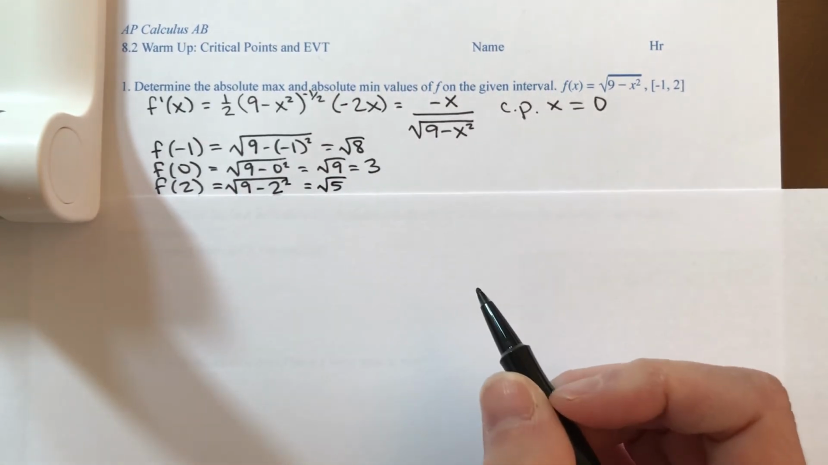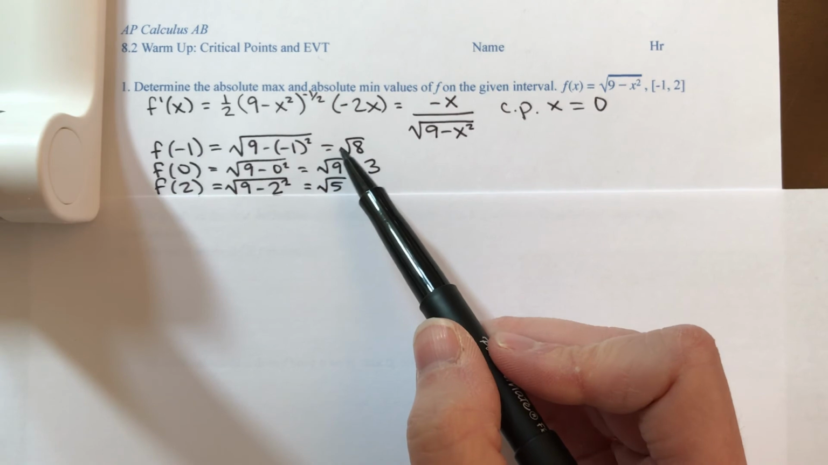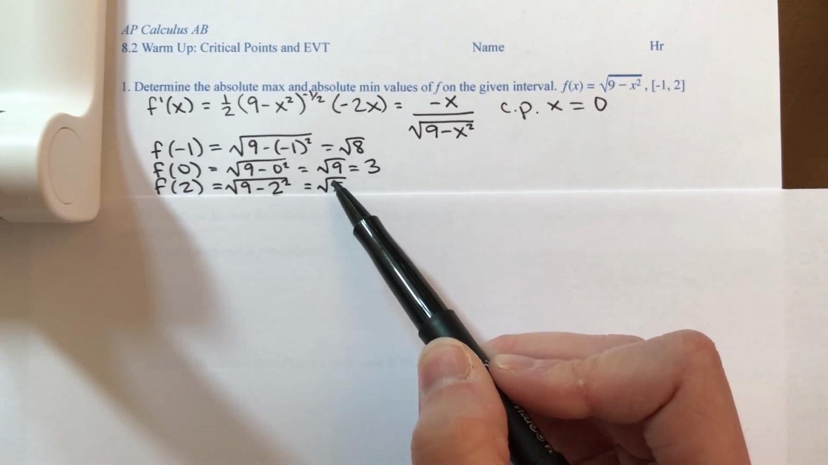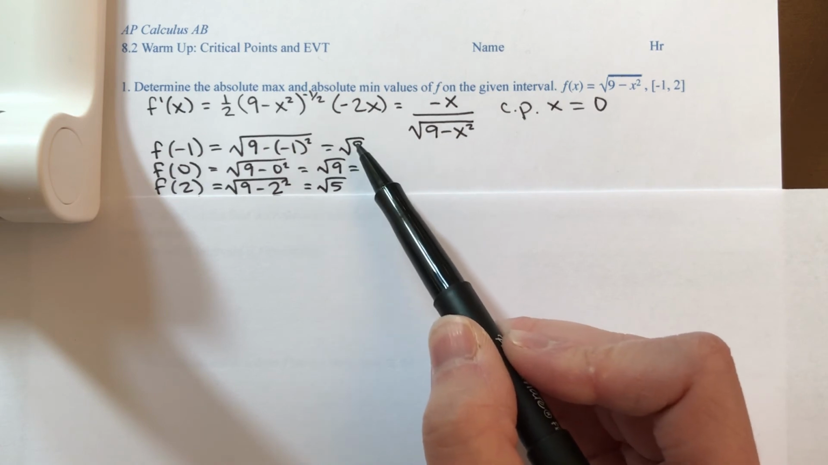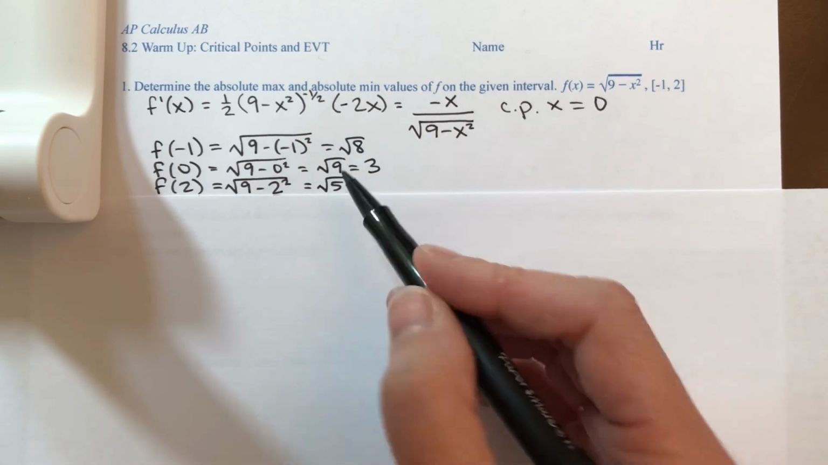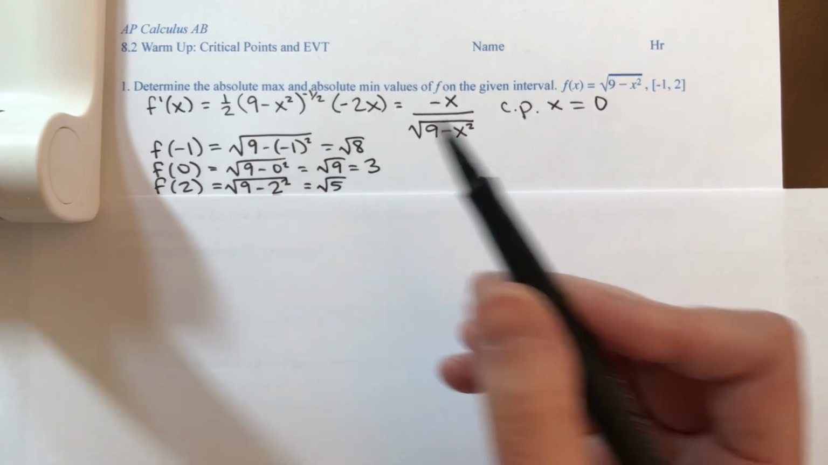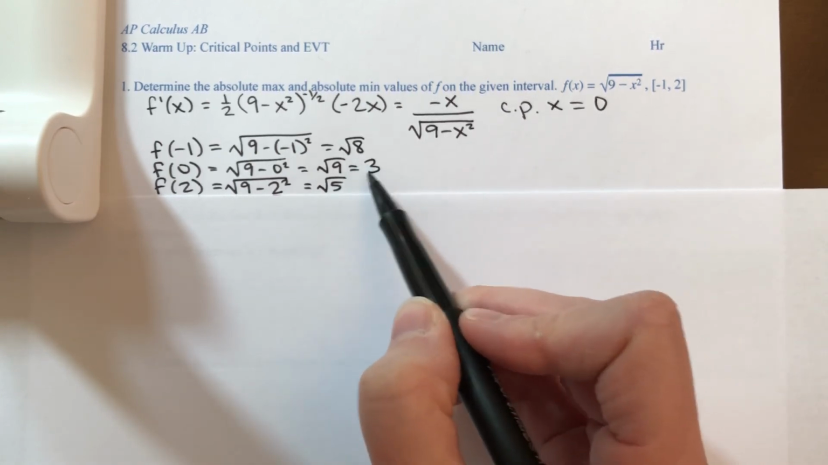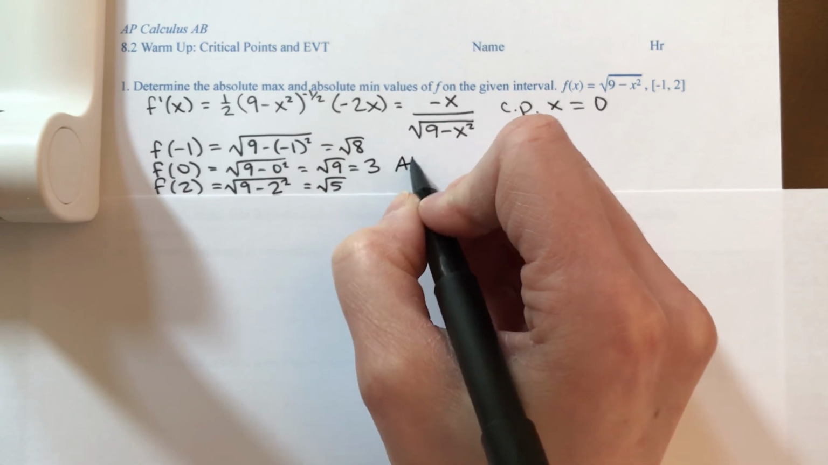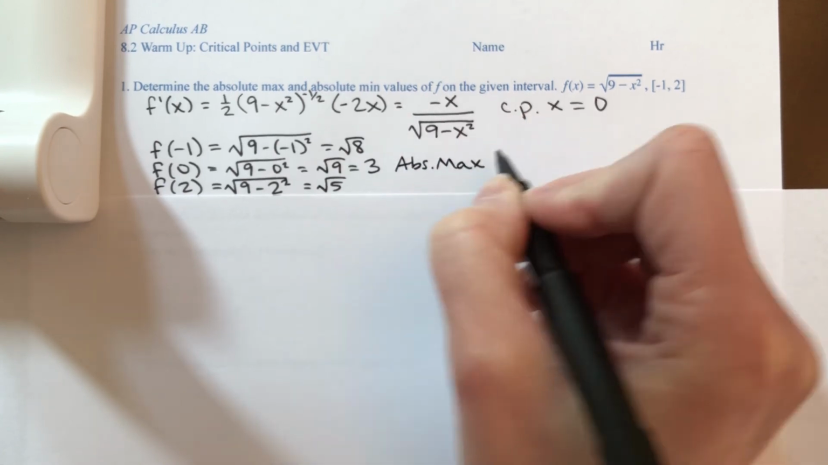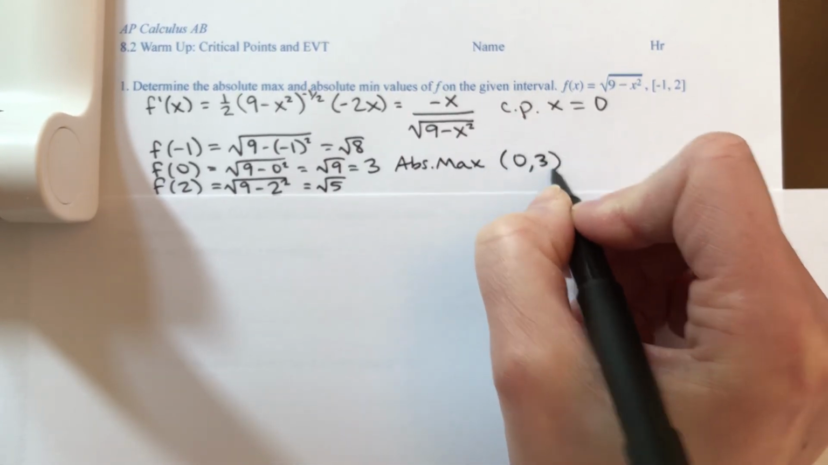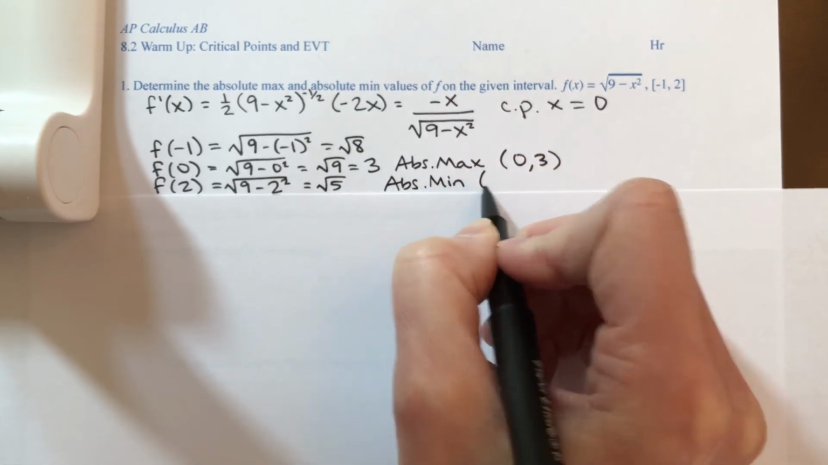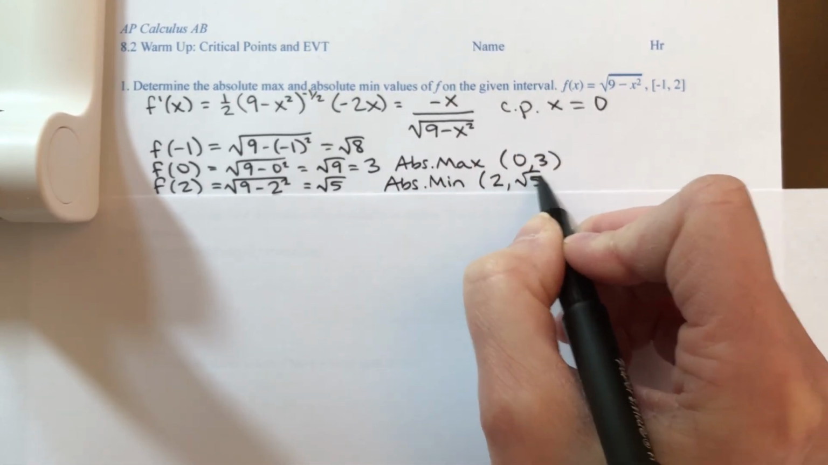Now, doing this without a calculator, you should know that the square root of 8 is less than the square root of 9, and the square root of 5 is even smaller than the square root of 8. And so without having those decimals, you should be able to figure out which is the largest and the smallest. Well, 3 is the largest, so our absolute max is at the point 0, 3, and then our absolute minimum is at the point 2, square root of 5.